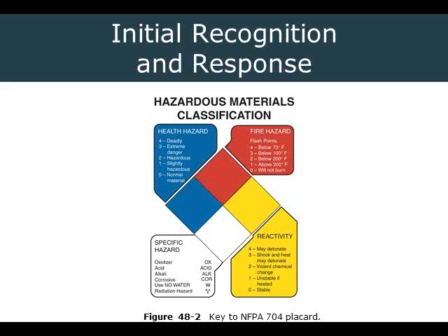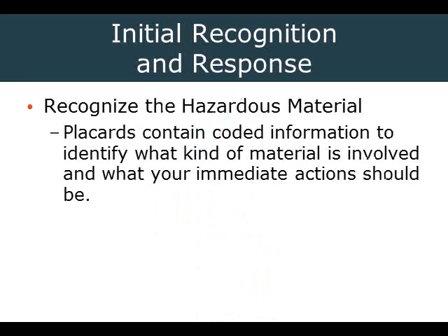Now if you're talking about something that may be on the entrance to a building, you perhaps are only seeing the worst case scenario. So it's not going to identify each individual chemical that is potentially involved here. So the placards can contain various coded information to help us identify the kind of material involved and what our immediate action should be.